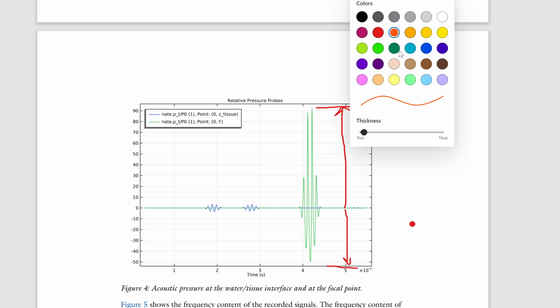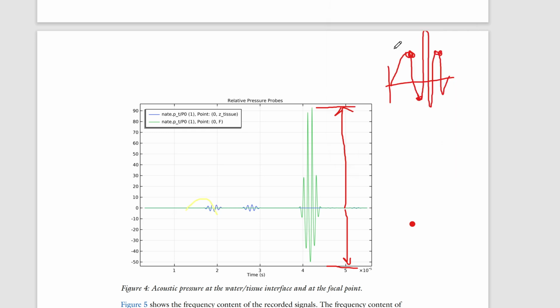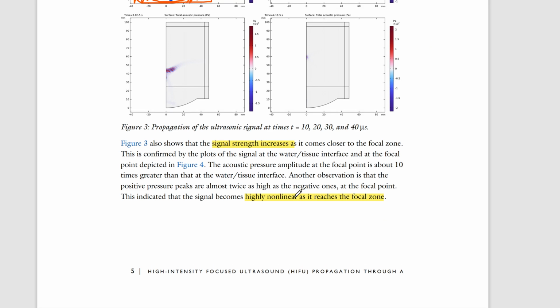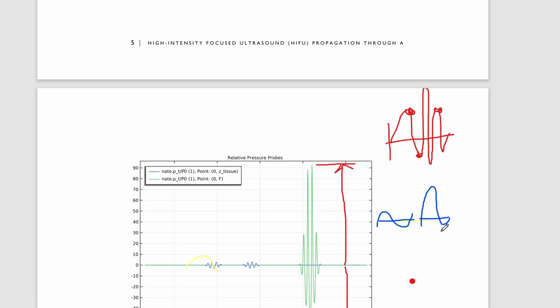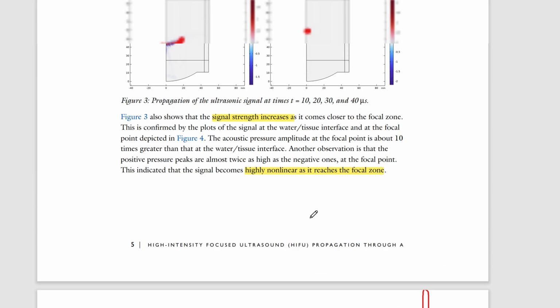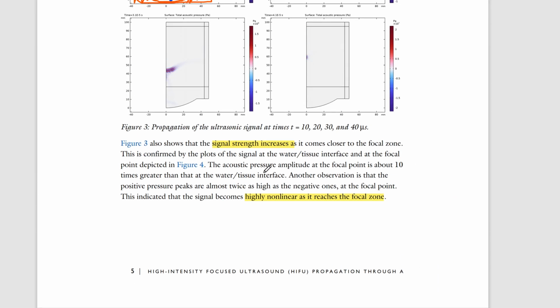Nonlinear, let's make an assumption here, means that when we have these, oh, that's not good. Linear, nonlinear. Could also be this here. Actually, no. I'm gonna say this. I'm sticking with this. Okay. Highly nonlinear as it reaches the focal zone. Okay.